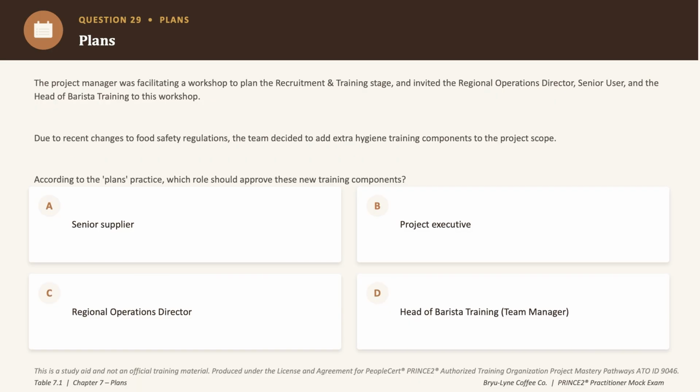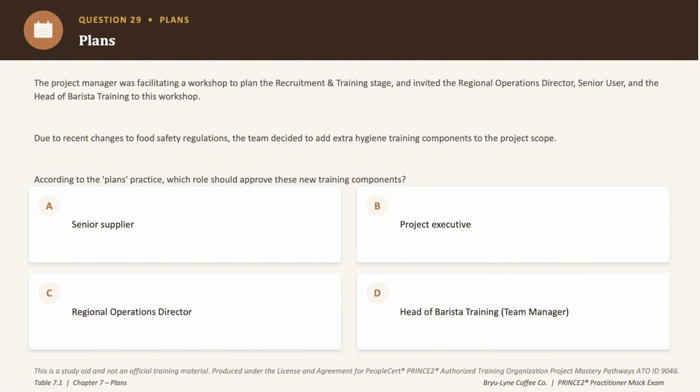Moving on to the final question from the plans practice, question number 29. So the project manager was facilitating a workshop to plan the recruitment and training stage, and due to recent changes to the food safety regulations, the team decided to add extra hygiene training components to the project scope. Question is, according to the plan's practice, which role should approve these new training components? Okay. The key word which you need to keep in mind while solving the question is approve. Okay. The question is categorically asking which role should approve these new training components.